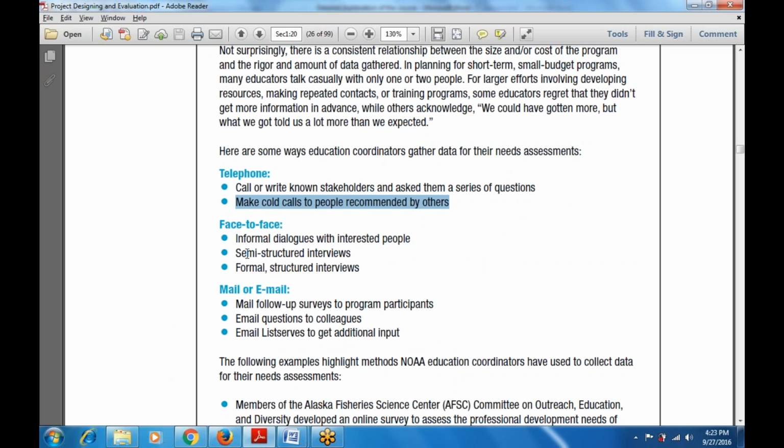Next tool for data gathering is face-to-face. The first is informal dialogue with interested people. So these are face-to-face interviews. Then there is the semi-structured interview, and one is a structured interview. Can anyone tell me what is the difference between the semi-structured and the structured interview? As the name suggests, structured is also called formal. What is the difference between them?